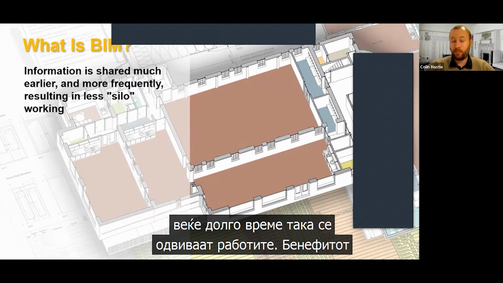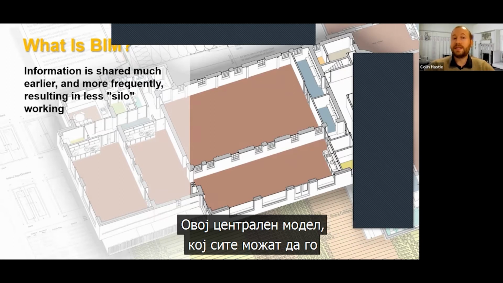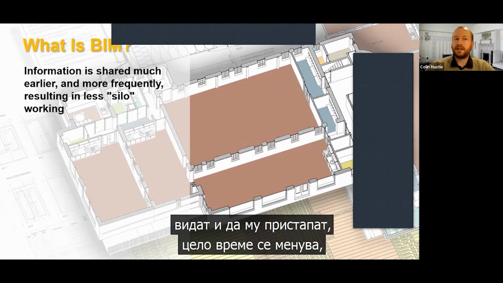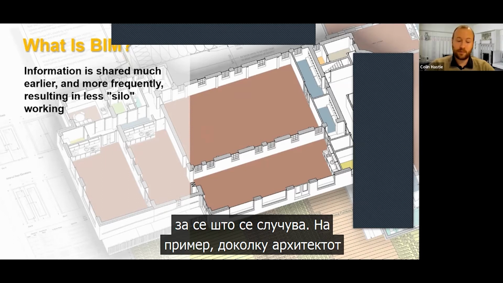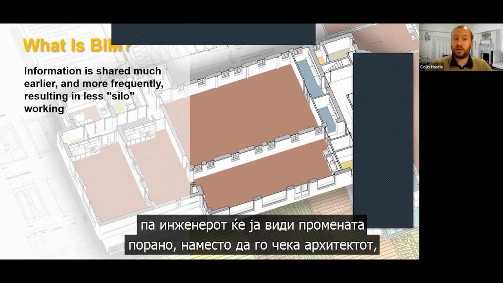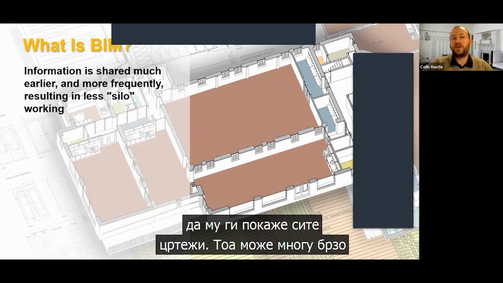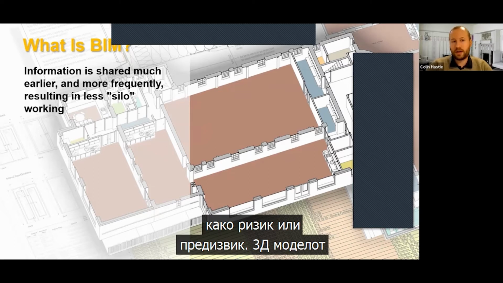The benefit with a BIM process is information is shared earlier and more frequently. So this central model that everybody can see and access is continually being updated as the design develops. So everybody has an understanding of what is going on. For example, if the architect makes a window wider or smaller, that will impact on the structural design potentially. The structural engineer will see that change sooner rather than waiting for the architect to reissue all of their drawings. So that can be caught quite quickly and maybe be highlighted by the engineer as a risk or a challenge.